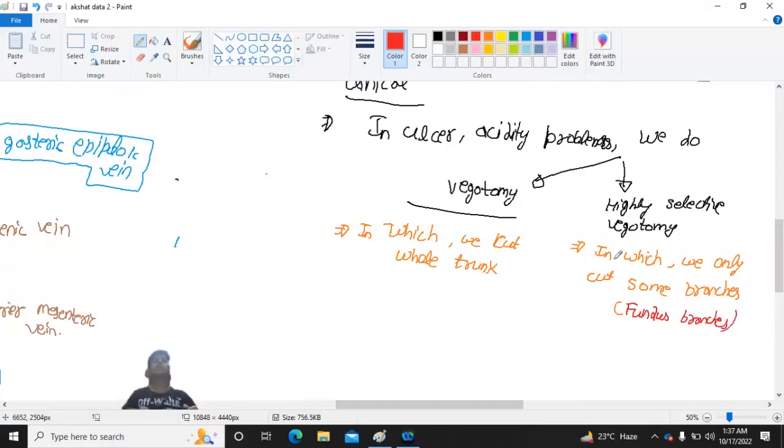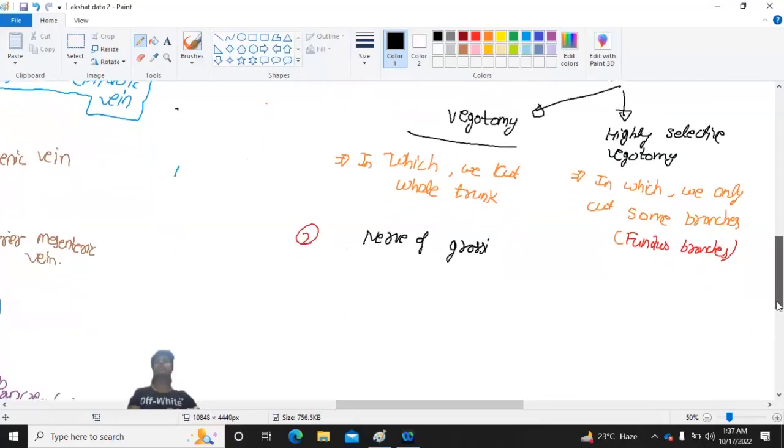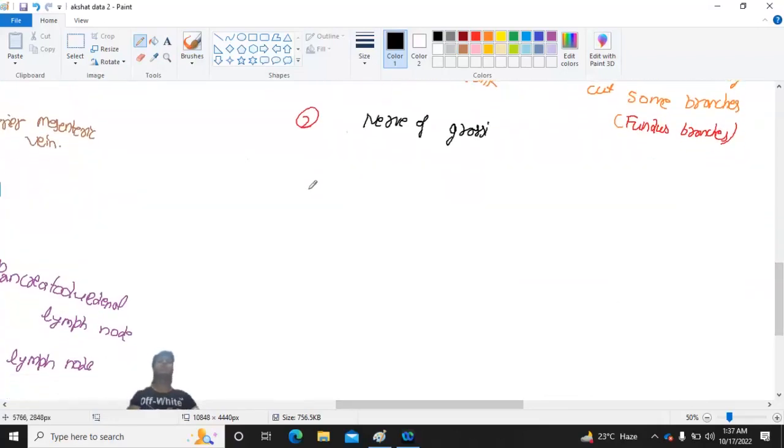So this is the clinical point. One is the cranial nerve, and second is nervography of Gracie. The third point is stomach bariatric surgeries.